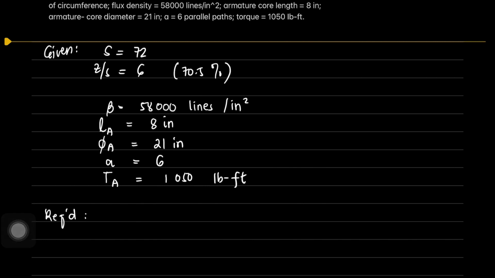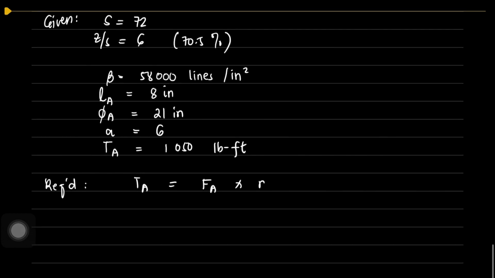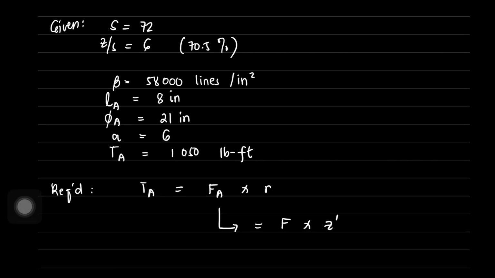Right? So in here, the torque exerted by the armature can be solved using the formula: the force exerted by the armature multiplied by the radius of the armature core. Now, the force exerted by the armature can be computed by F, or the force exerted by each conductor, multiplied by the total number of conductors under pole faces.